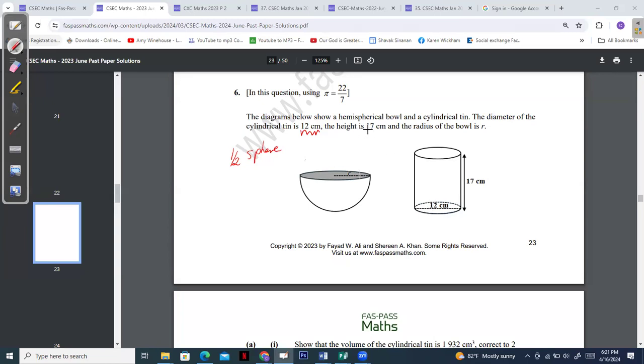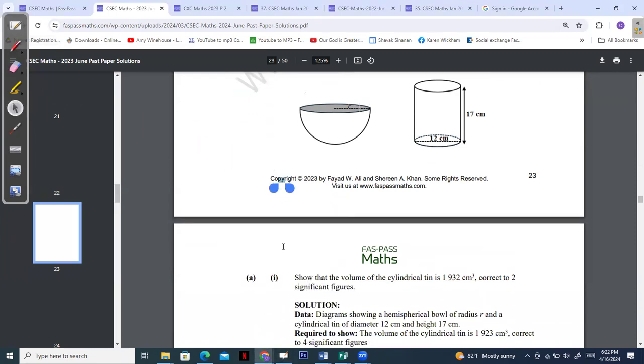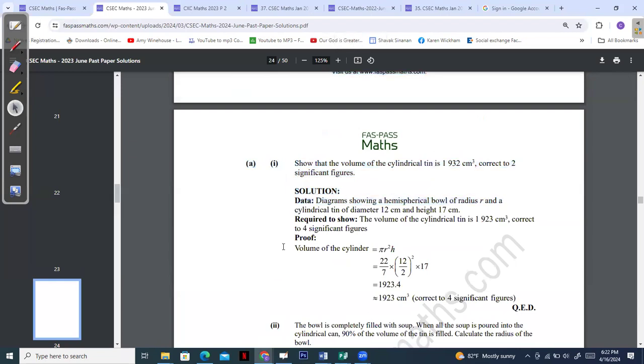The height is 17. Make sure you're seeing it. It's there. And the radius of the bowl is R. So they did not give us the radius of the bowl for the hemisphere. Okay, so let's continue. It don't seem too intimidating. So let's see what's going on with the first question.